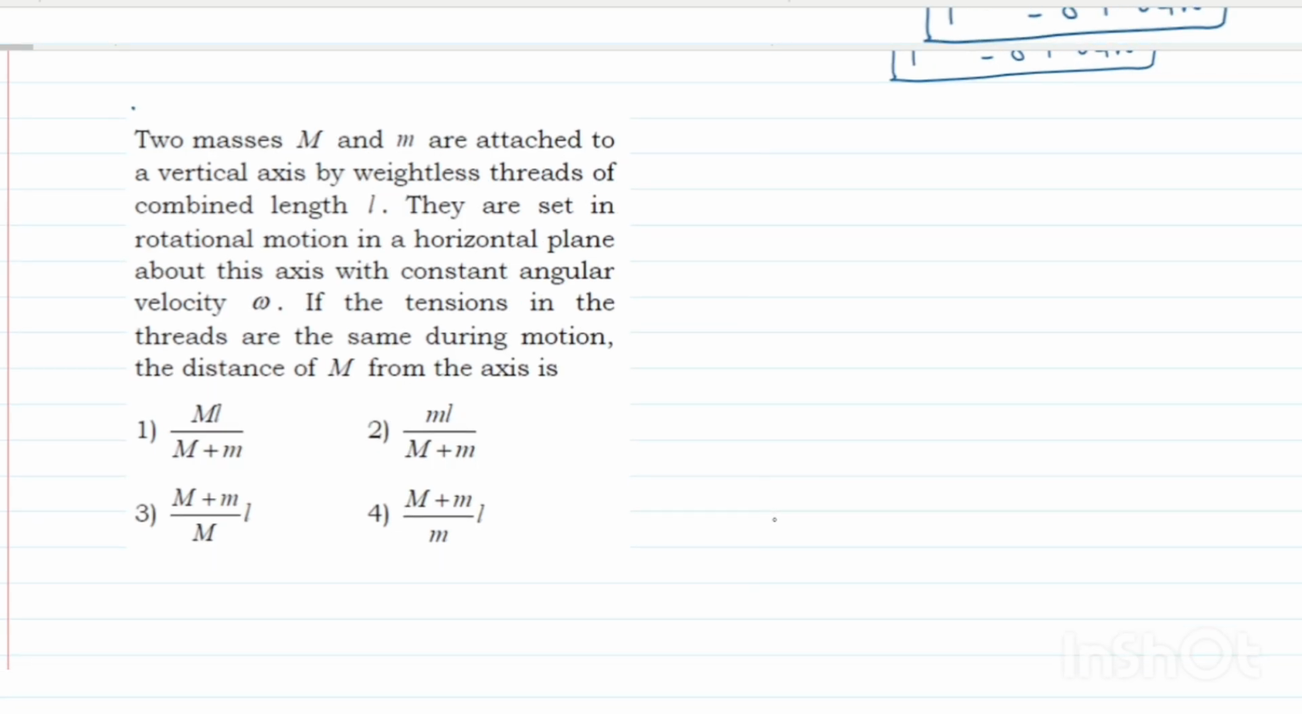Two masses, capital M and small m, are attached to a vertical axis by weightless threads of combined length L. They are set in rotational motion in a horizontal plane about this axis with a constant angular velocity omega. If the tensions in the threads are the same during the motion, find the distance of capital M from the axis.